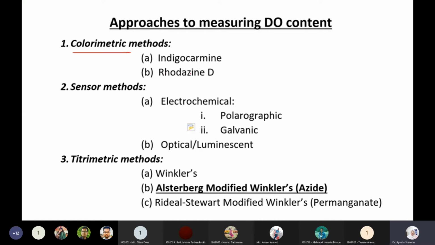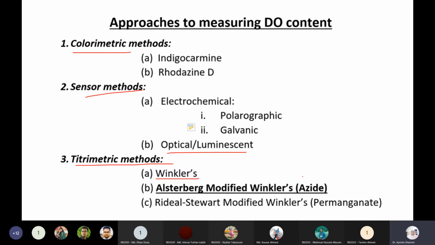You need to have a very expensive instrument like a UV spectrophotometer or something like that. You can also have a sensor method, but for that also you need these instruments. You cannot do them just on the field. So these are not very economically viable. However, the titrimetric method, as you can see, is much cheaper. So we can use that to find out our dissolved oxygen. And the most important one is the Winkler's method that we are going to talk about now.